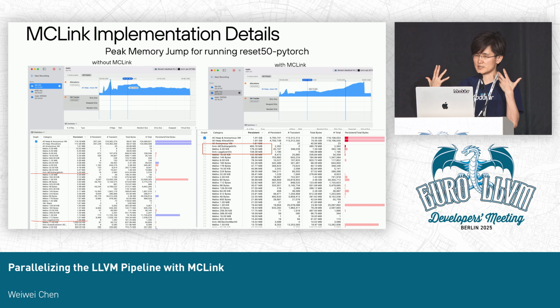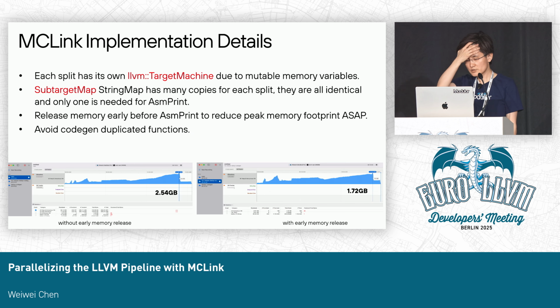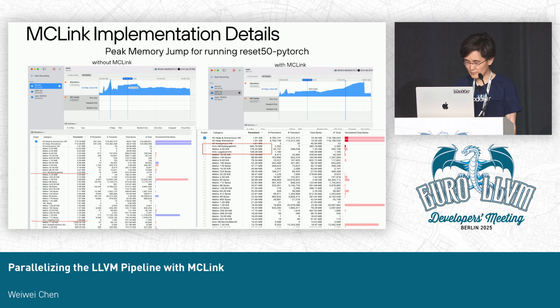Without MCLink, we can just run the codegen, do the code emission, and release all those data structures. We only need to hold the object file buffer to meet the barrier, which is much smaller than the codegen result, the in-memory data structure size. But luckily, we figured out why.